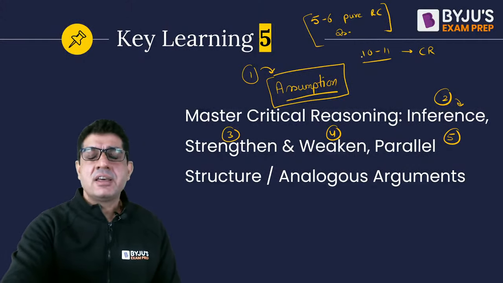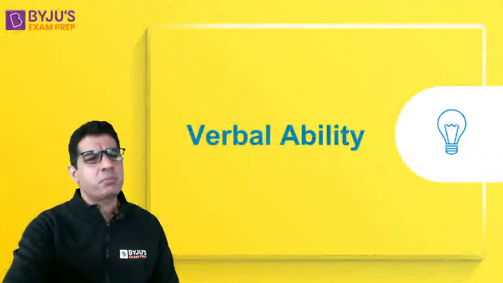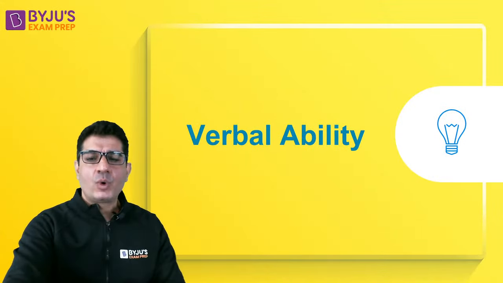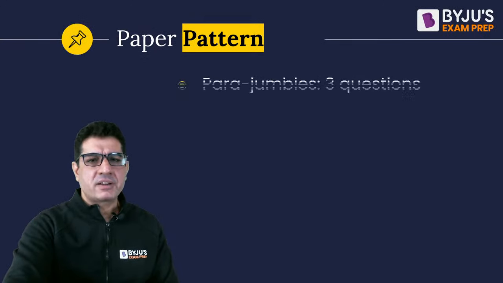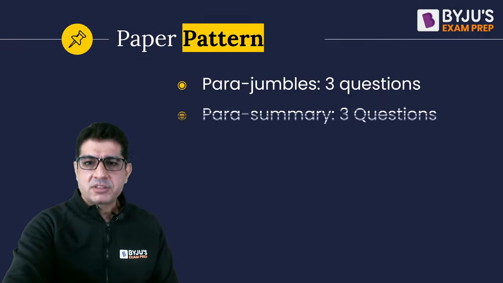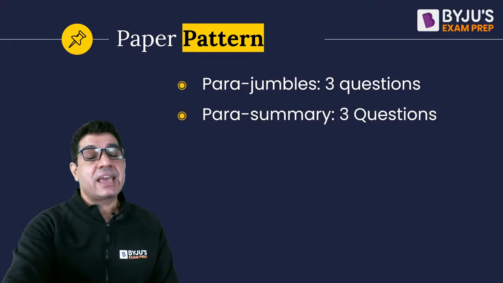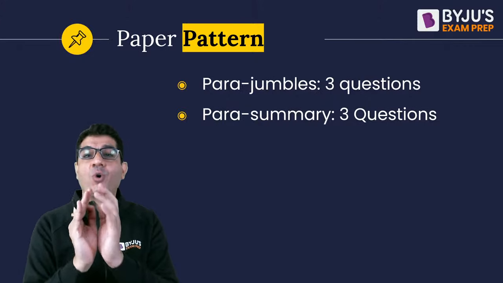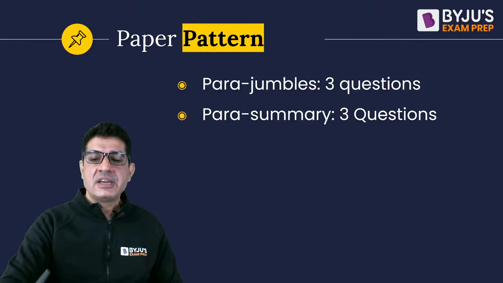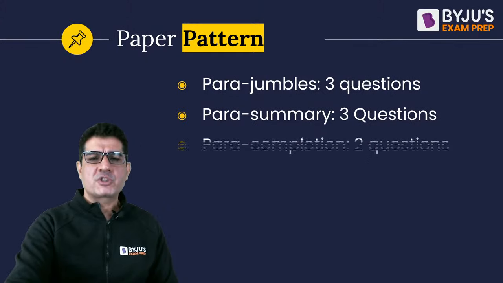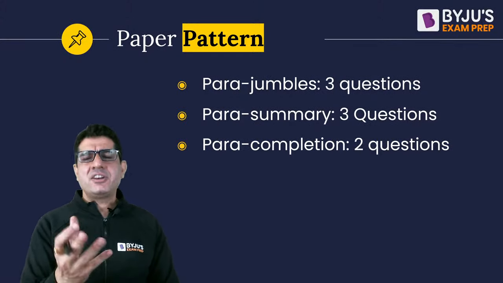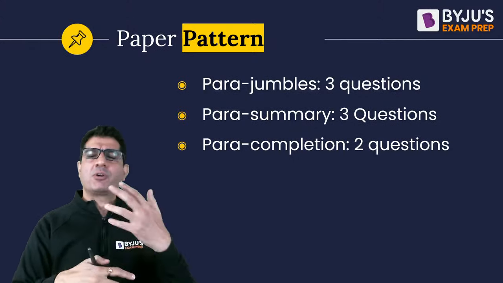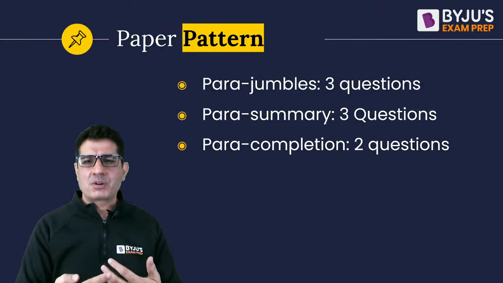Okay, and then let's dive into our verbal ability section. Right, so we've talked about RC. What about verbal ability? So the paper pattern was, we had 3 para jumbles, we had 3 para summary questions, and then this time around, instead of asking us the odd one out from a paragraph, the examiner introduced a new question type which was akin to, or that can be termed as a para completion question, or you can also think of it as a modified para jumble question.